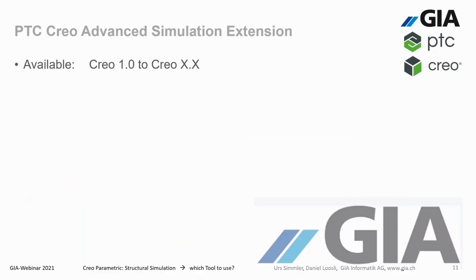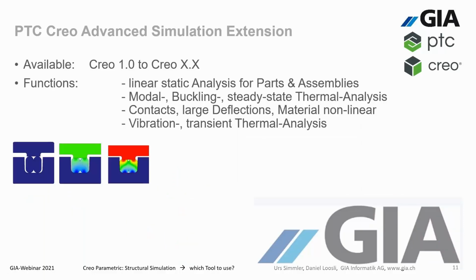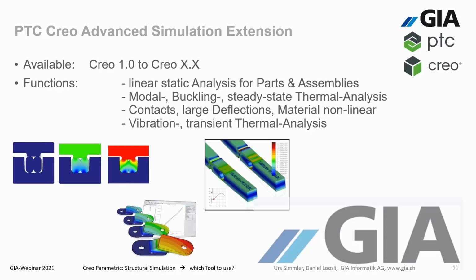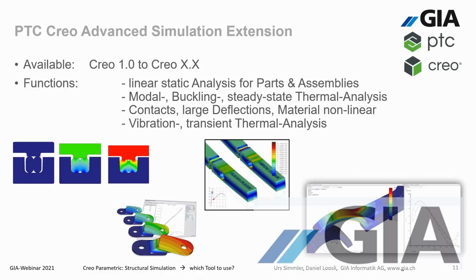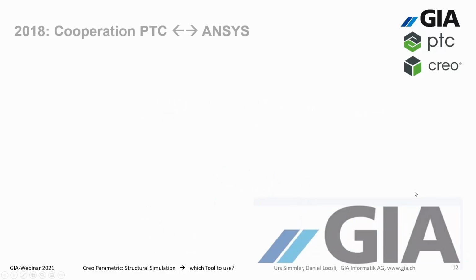In the older days, this was called the Mechanica extension. The big thing of the Mechanica or Creo Simulation extension is the Advanced Simulation extension. In that package, you have all non-linearities like contacts, large deflections, and non-linear material behavior. You can also perform vibration analysis, and on the thermal side, transient thermal analysis is available. We'll see later on that example here.